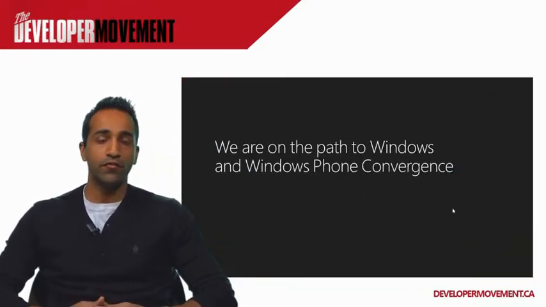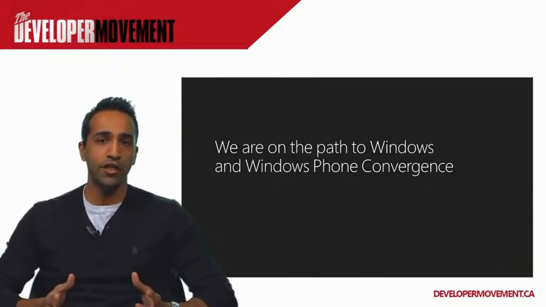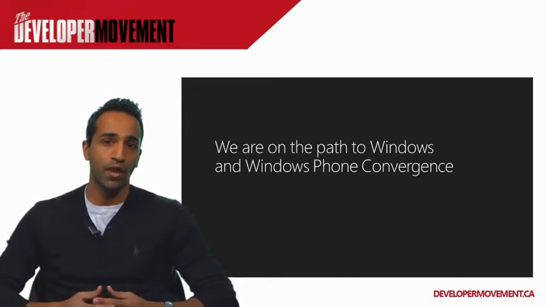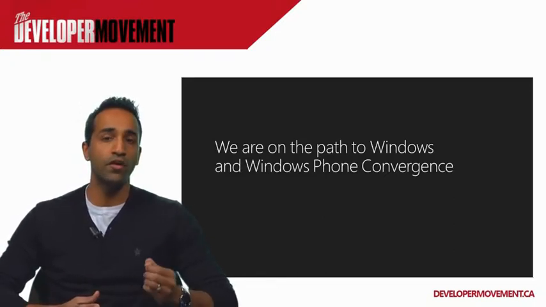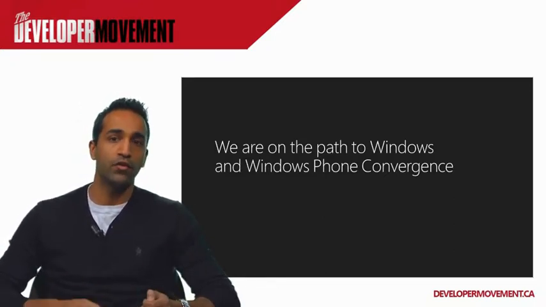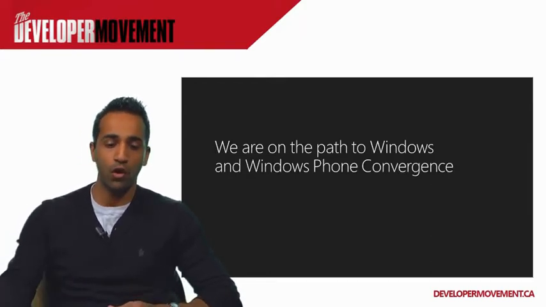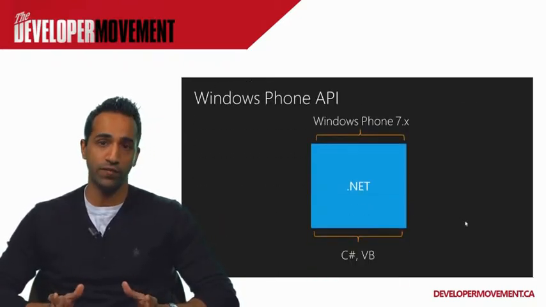When you're building for the Windows Phone, things are similar but different. The key message here is that we're on a path to convergence for Windows 8 and Windows Phone 8 applications, but we're not there yet. What I mean by that is that we don't have every API that exists in the Windows runtime in the Windows Phone 8 runtime. And that can be a bit confusing.